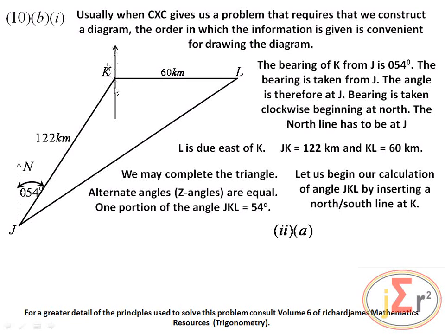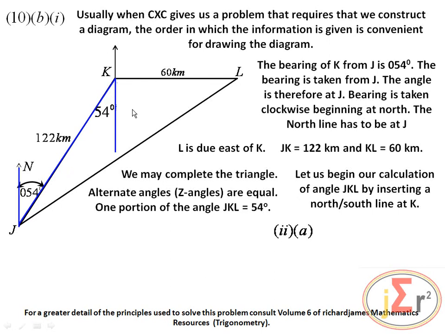So, after inserting this north-south line, we are going to make use of what? Alternate angles. So let us make use of alternate angles. There we have alternate angles are equal. This being 54 degrees causes this to be 54 degrees, and the angle that we are attempting to find is JKL. A portion of that angle is missing, but that's not difficult.